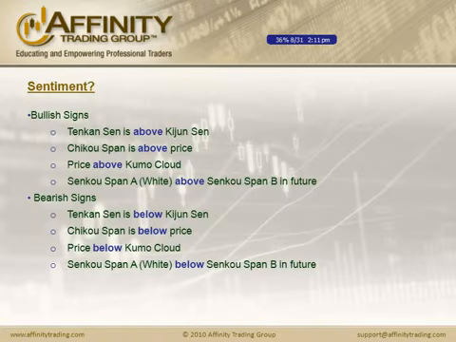Again, here are the sentiments, just in case you missed them. The bullish signs were Tenkan-sen above the Kijun-sen, Chikou above price from 26 periods ago, price above the Kumo cloud, and the Kumo future being bullish.